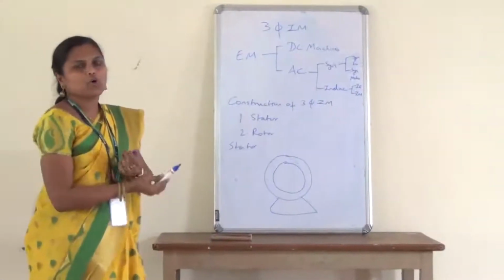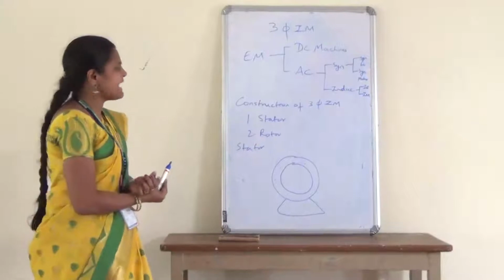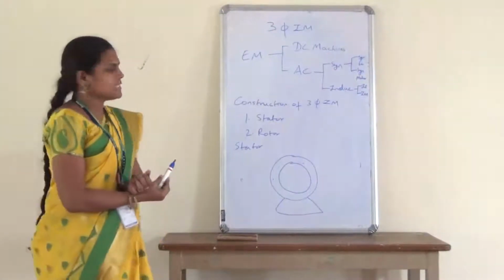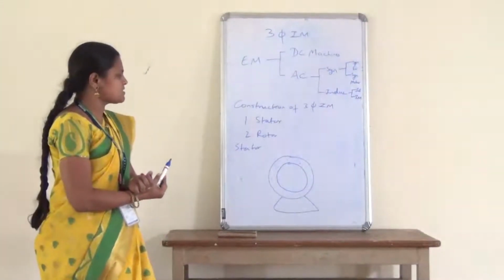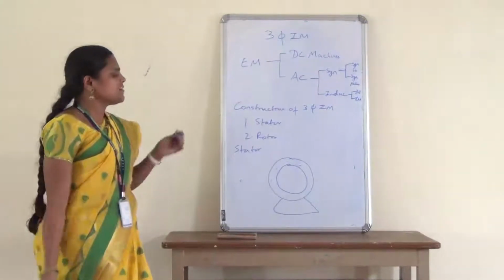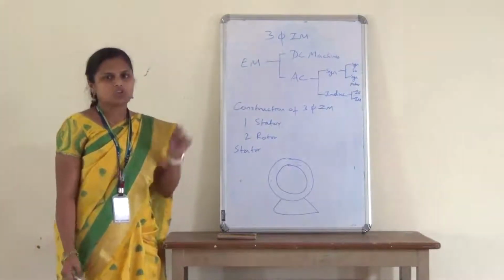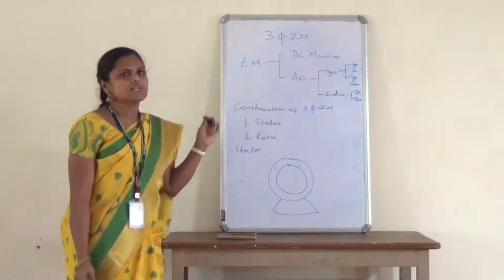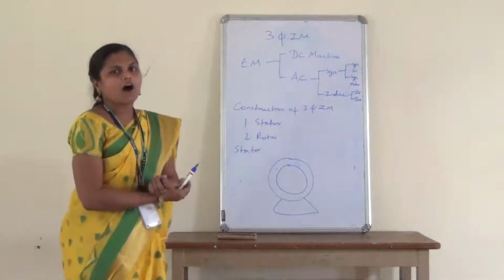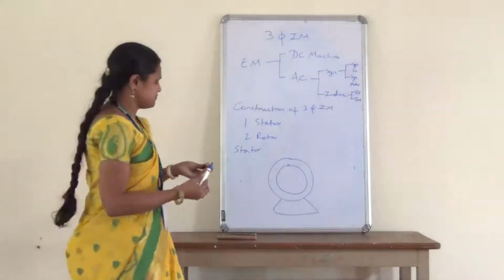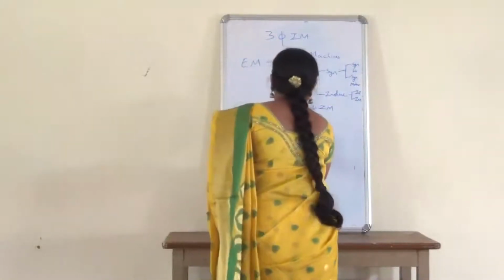The stator core is placed inside the cast steel iron frame. The slots are provided in the stator, and three-phase windings are placed in the slots. When the three-phase supply is given to the three-phase winding, RMF is produced. Next, the rotor.